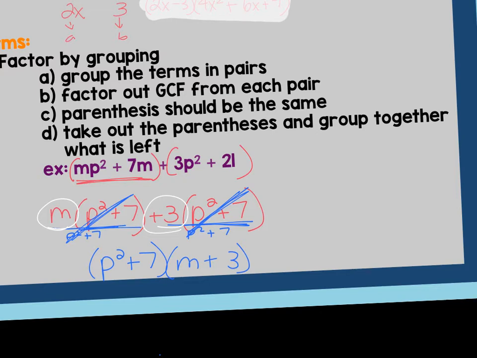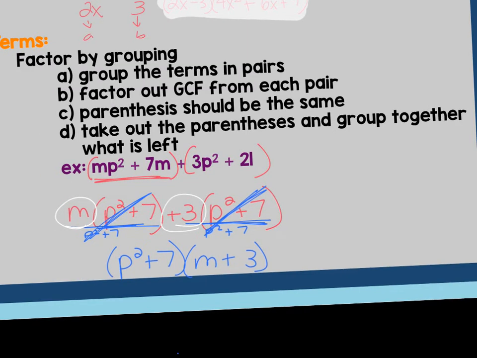Can it be negative? Yeah, so if it was negative 3, it would have been m minus 3. But why did you rewrite the p squared plus 7? Because it's the GCF? Because it's the greatest common factor. So again, we're rewriting it, we're not dividing it. We're not changing the value here at all. We're just writing it a different way.